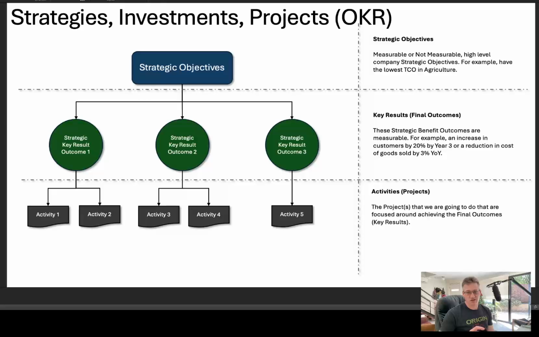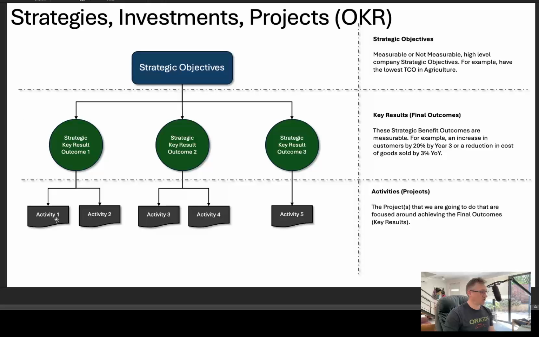It's not specific unit level measurable results, it's company level. So it might be increase total profit for the company by 20% year on year, reduce headcount by 5% year on year, depending on whatever your strategic key results are that you need to measure in order to get your strategic objectives for your business done.